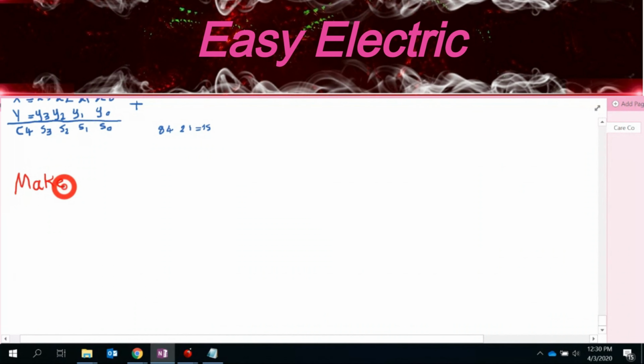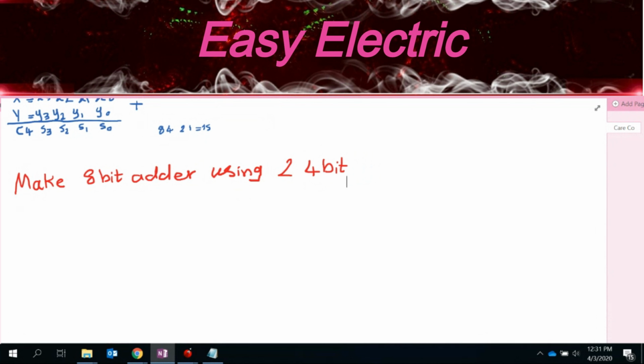If I say make 8-bit adder, using two... actually 4-bit adder. To change this to two 4-bit adder.